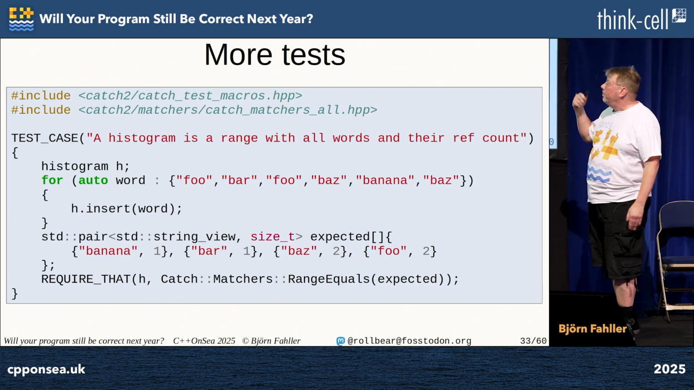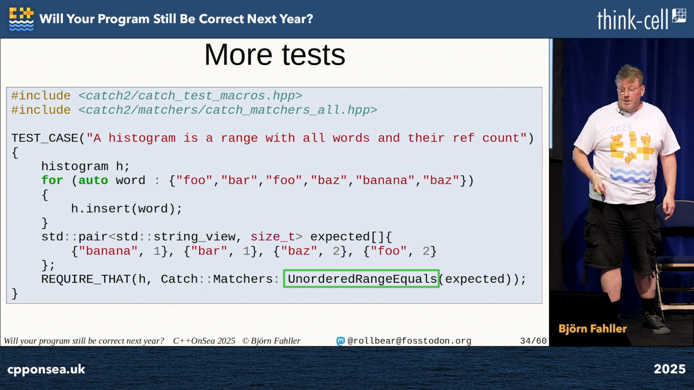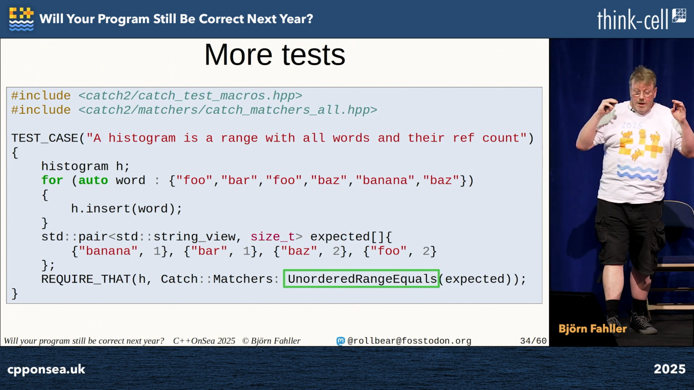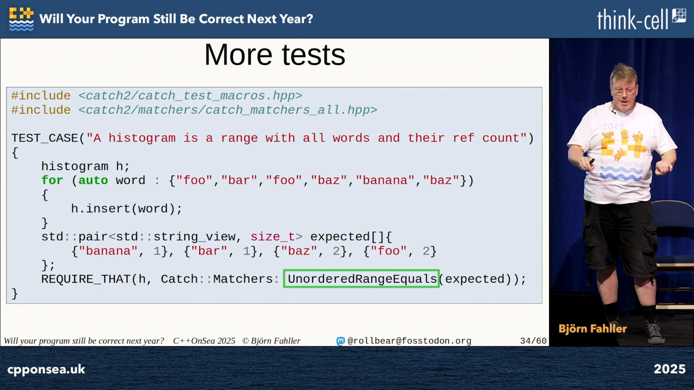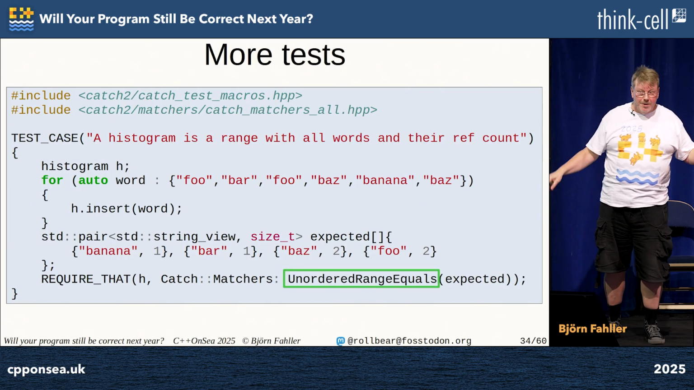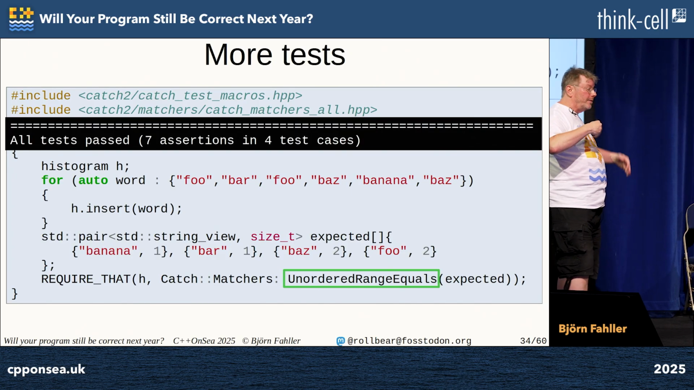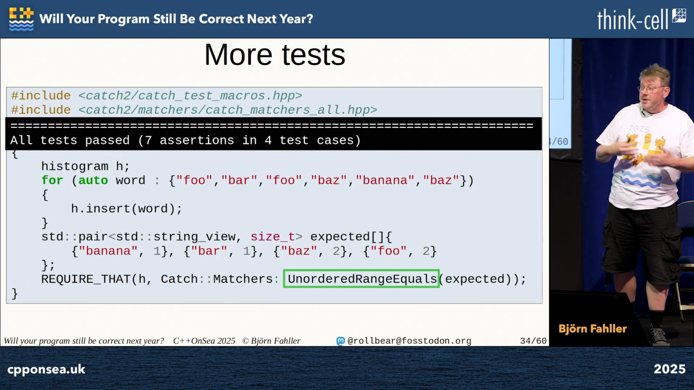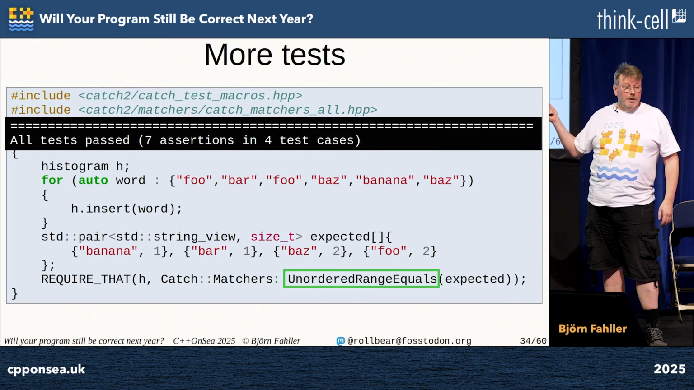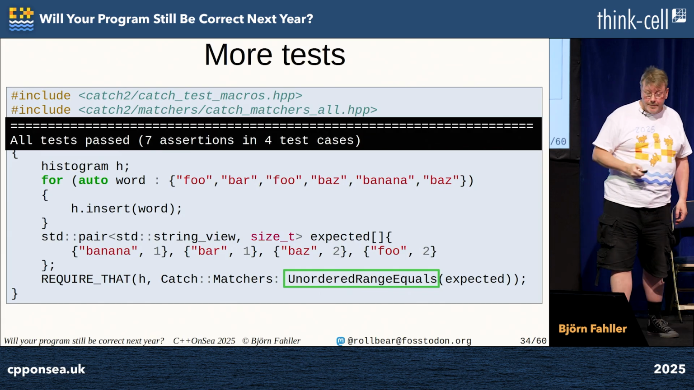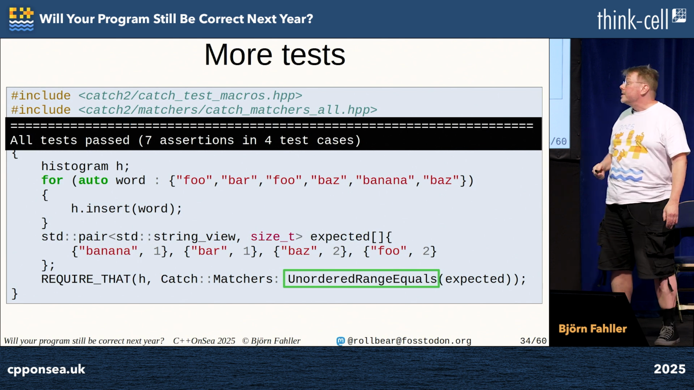So back to catch 2, we can change this to another matcher, unordered range equals, to say that the range must contain exactly these elements, no more, no less, in whatever order. Another test passes. Good. And now we are safe for future changes. If you change this to a flat map or whatever, then this test will still pass. Unless, of course, you introduced a bug that these are not the correct elements.